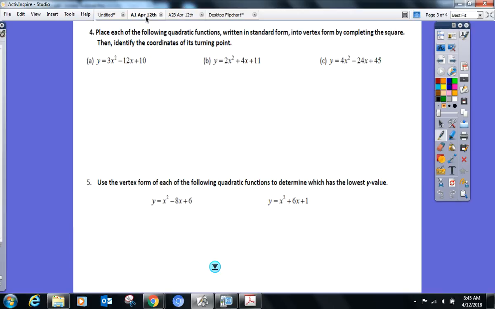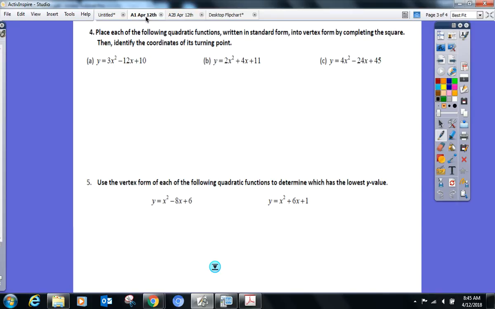Let's go right to number 4, because the other stuff is review from yesterday, which you will have time to do at the end of class. It's part of your homework tonight. I'm asking you to place these standard form equations in vertex form, but there's a big problem. These don't look the same as yesterday. What's the big difference? A is not 1.